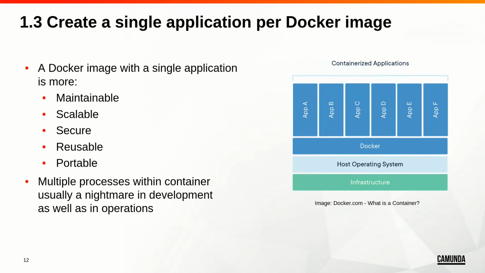Create a single application per Docker image. Okay, we are in 2021 and this point could be pretty obvious. However, I still see it till now, especially in enterprise applications. So if you are going to Dockerize some applications, make sure that a single Docker image has a single application. And it's not only about the application itself, but also about the processes. Multiple processes within the container usually cause a lot of problems. Just avoid that as much as possible and you will be fine.